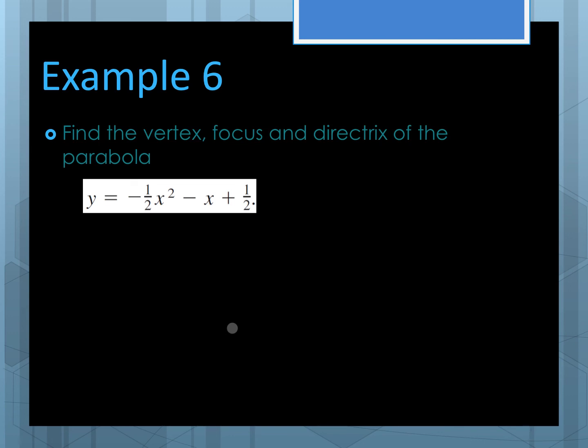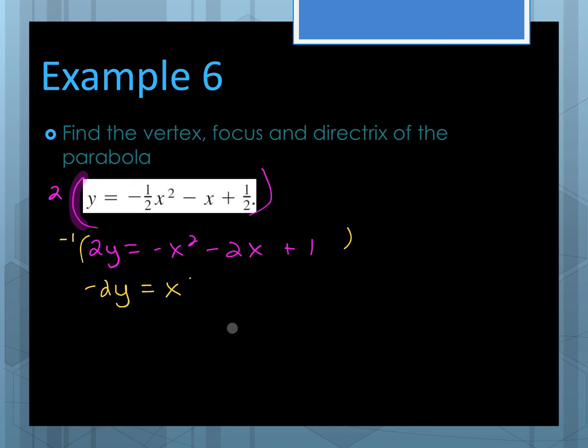What do we normally do when we have fractions? Get rid of them. How do you get rid of them? Multiply everything by what? Okay, so let's start with 2. So 2y equals negative x squared minus 2x plus 1. If I want to complete that square, if I want to factor that, can the x squared be negative? No. So what can I do to get rid of that? Just multiply or divide everything by negative 1. So negative 2y equals x squared plus 2x minus 1. Now is the right side a perfect square already?